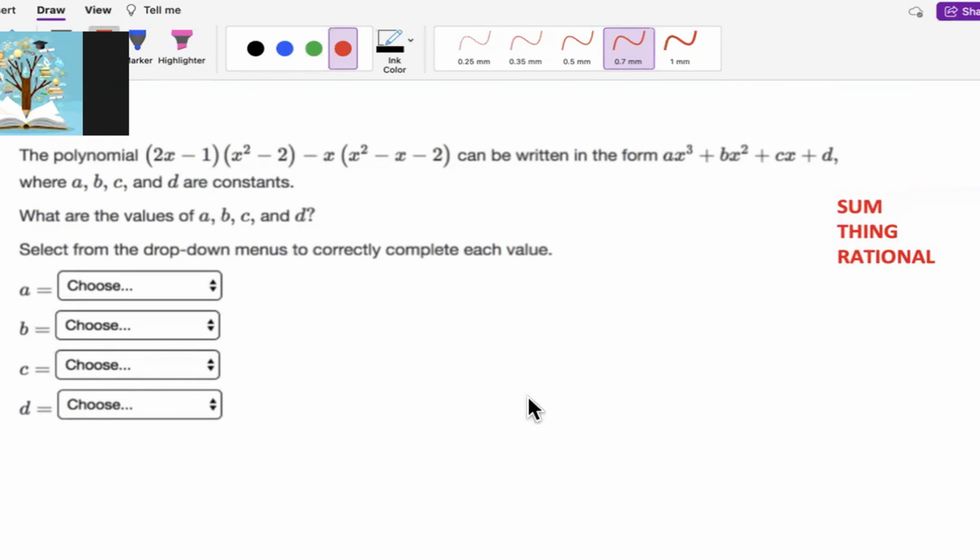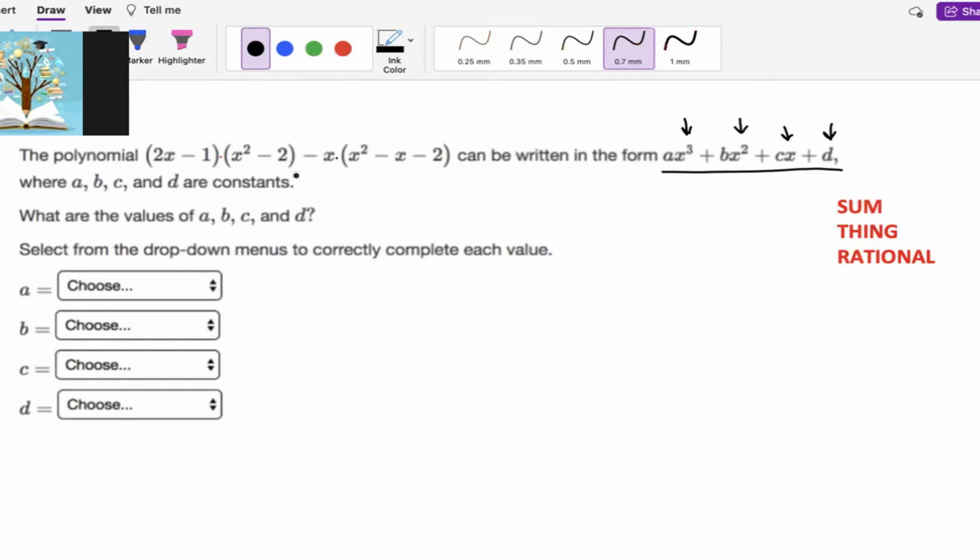So, 2x minus 1 in parentheses multiplied by x squared minus 2, minus x multiplied by x squared minus x minus 2 in parentheses, can be written in this format. When we look at this format, we have a cubic expression here, a quadratic expression here, a linear expression here, and the constant. So ax cubed plus bx squared plus cx plus d.